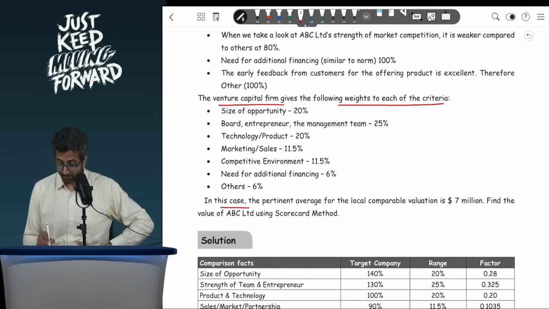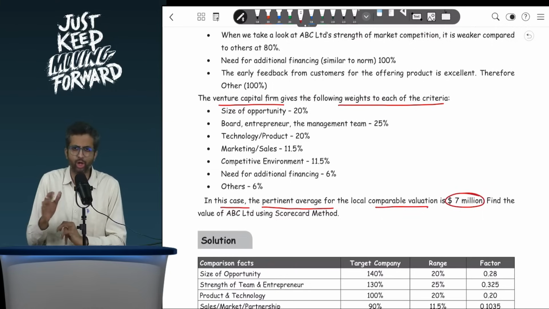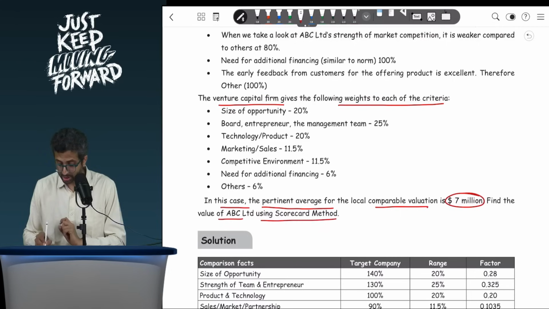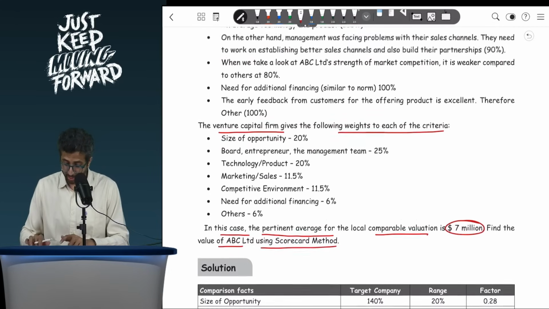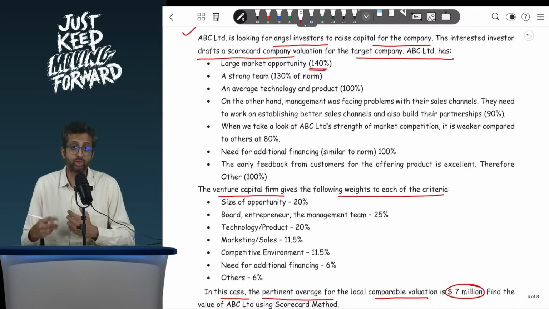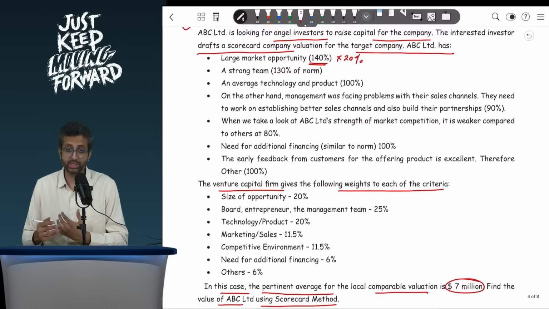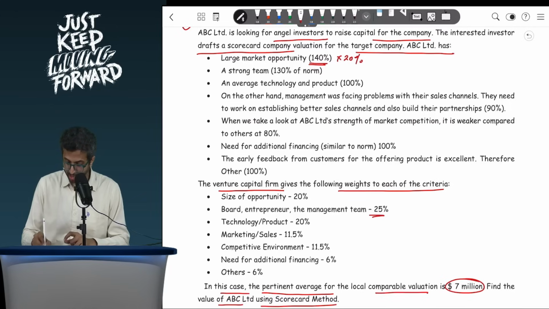In this case, the pertinent average of local comparable company valuation is $7 million. So the average company would give you $7 million. If you are also the average company, you will get $7 million. Find the value of ABC using the scorecard method. Are you the average company? Well, the size of opportunity is 20%. You have a large market opportunity. Over here, if you see 20% into 140%, your team is much stronger.